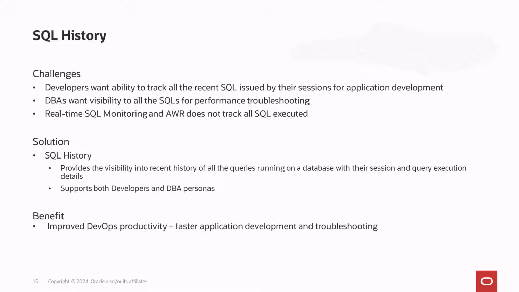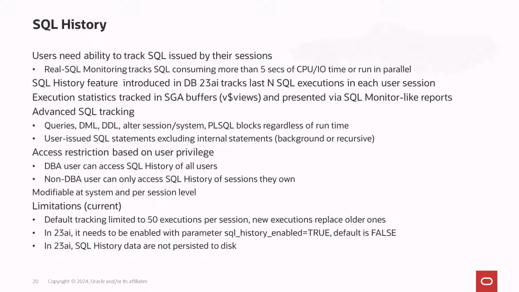SQL History tracks all recent SQL statements along with their execution details, giving DBAs the ability to review the recent history of all SQL statements issued across users, supporting detailed performance troubleshooting. And for application developers, visibility into SQL statements issued in their session, improving SQL tracking within applications. With Enterprise Manager 24, SQL History is now integrated directly into Performance Hub under a new SQL History tab. This integration provides users seamless access to SQL History data, enabling more granular SQL performance analysis.